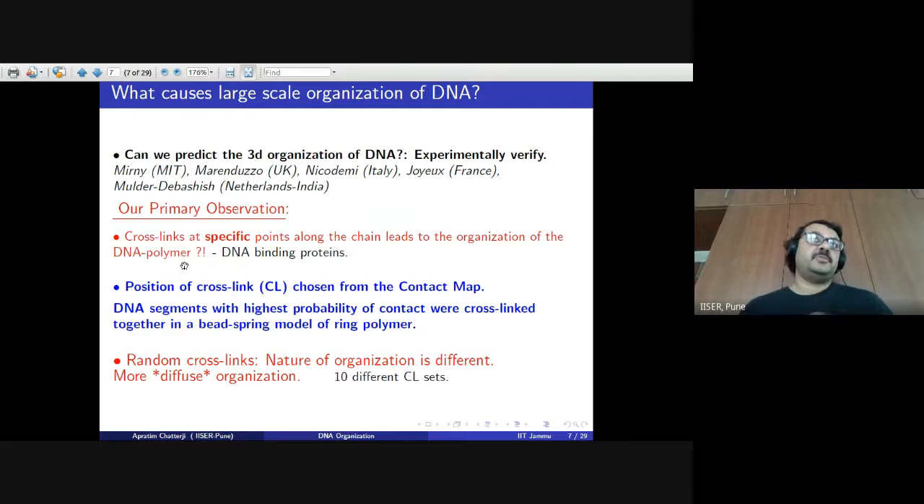And of course, you want to put a very minimal number of cross-links, because if you put in constraints, of course, the number of degrees of freedom decrease. So you really want to put in a very small number of constraints, and the cross-links are not implausible, because in the biological system you do have DNA binding proteins which hold certain segments of the DNA polymer together. So the question is, which segments of the polymer should we cross-link?